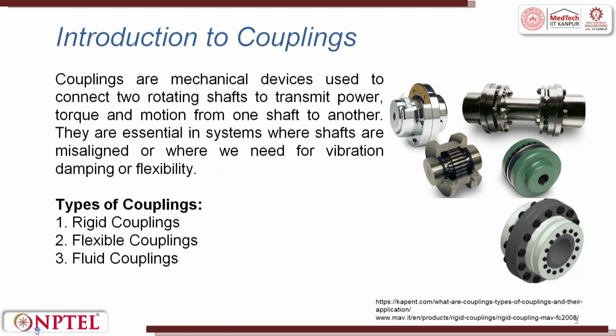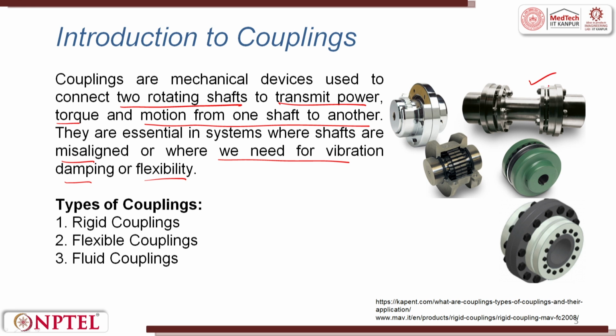Couplings, as mentioned here, are mechanical devices used to connect two rotating shafts to transmit power. They could be used to transmit power, to transmit torque, and to transmit motion from one shaft to another. They are essential in systems where shafts are misaligned or where we need vibration damping or flexibility. There are multiple types of couplings. These are a few couplings which are shown here. You can see this is a very rigid coupling here.